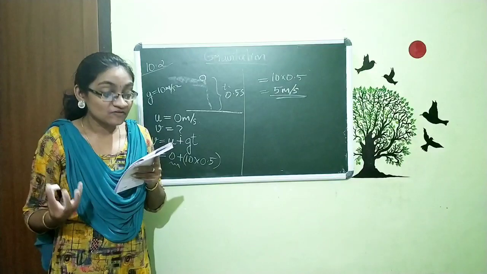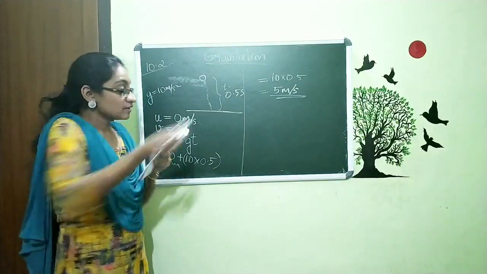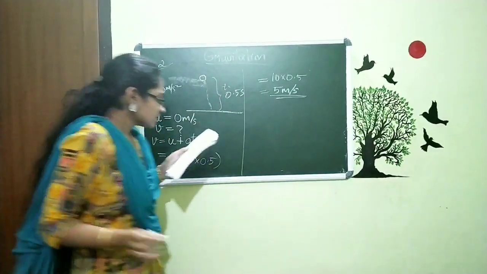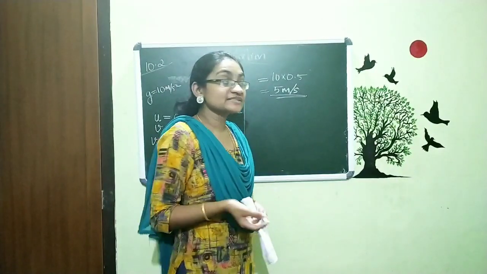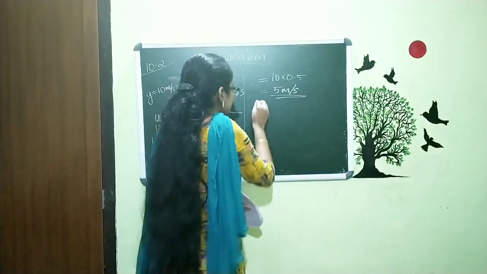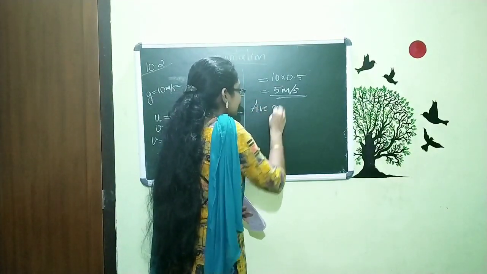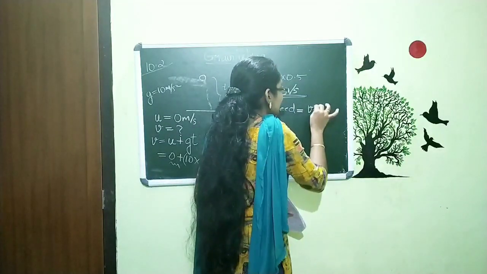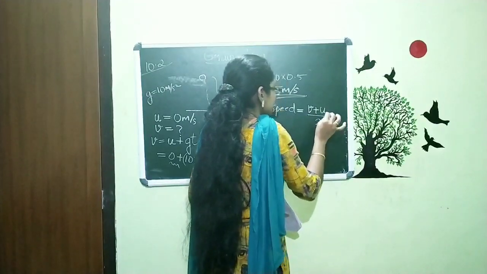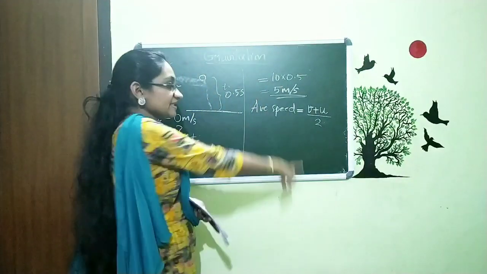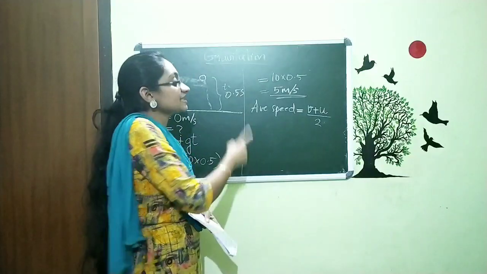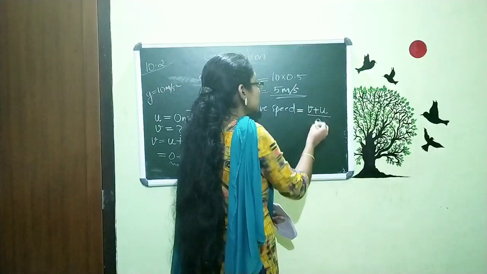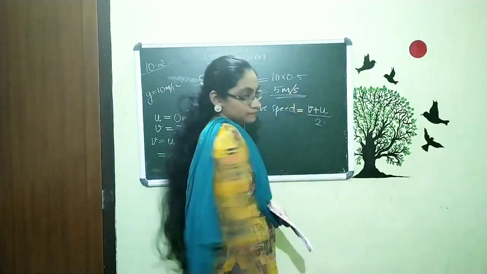What is its average speed during the fall? That means what is the average speed in this process? So how can we find the average speed? The equation for average speed is this. Average speed is equal to (V plus U) by 2. This V is the final velocity, this U is the initial velocity, and we are finding the average, so we are dividing these two by the number 2.